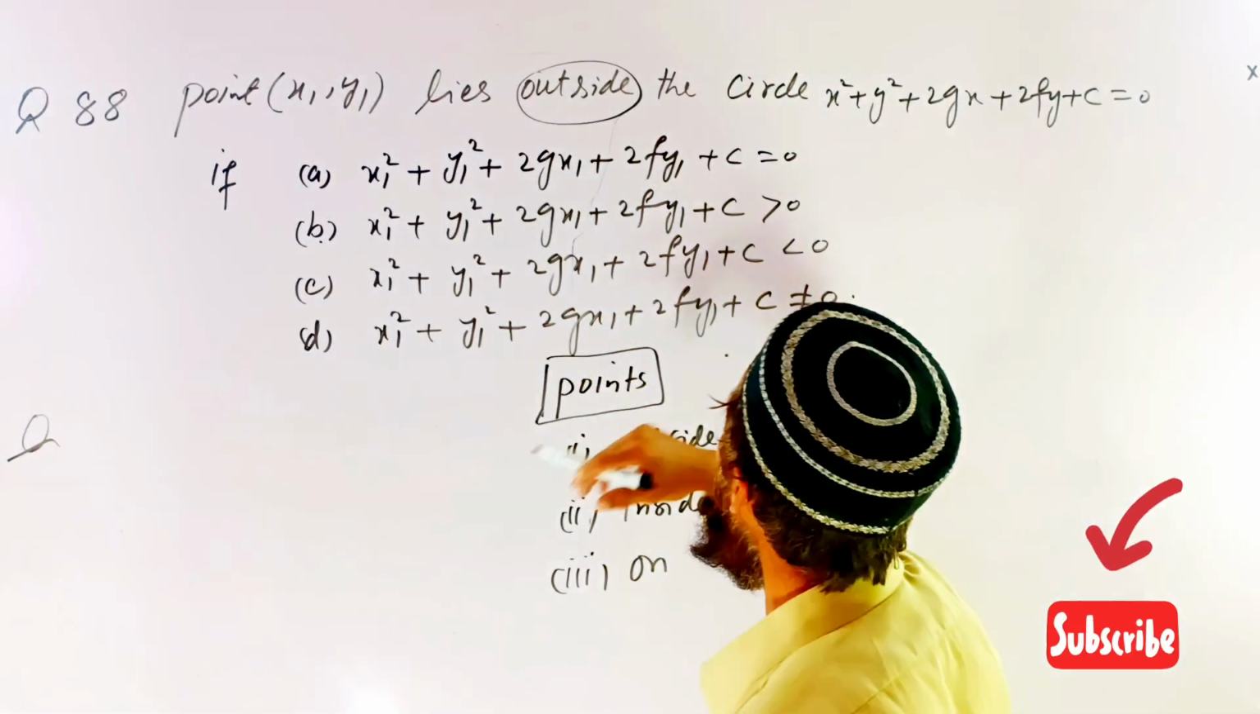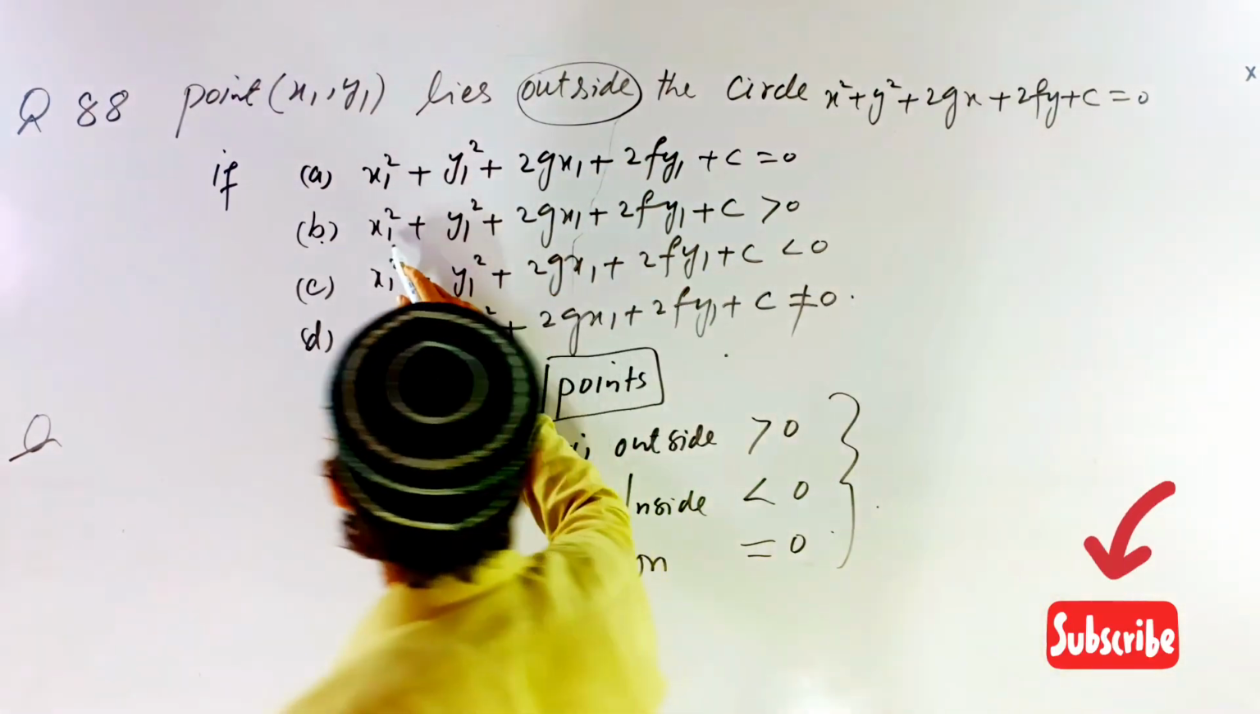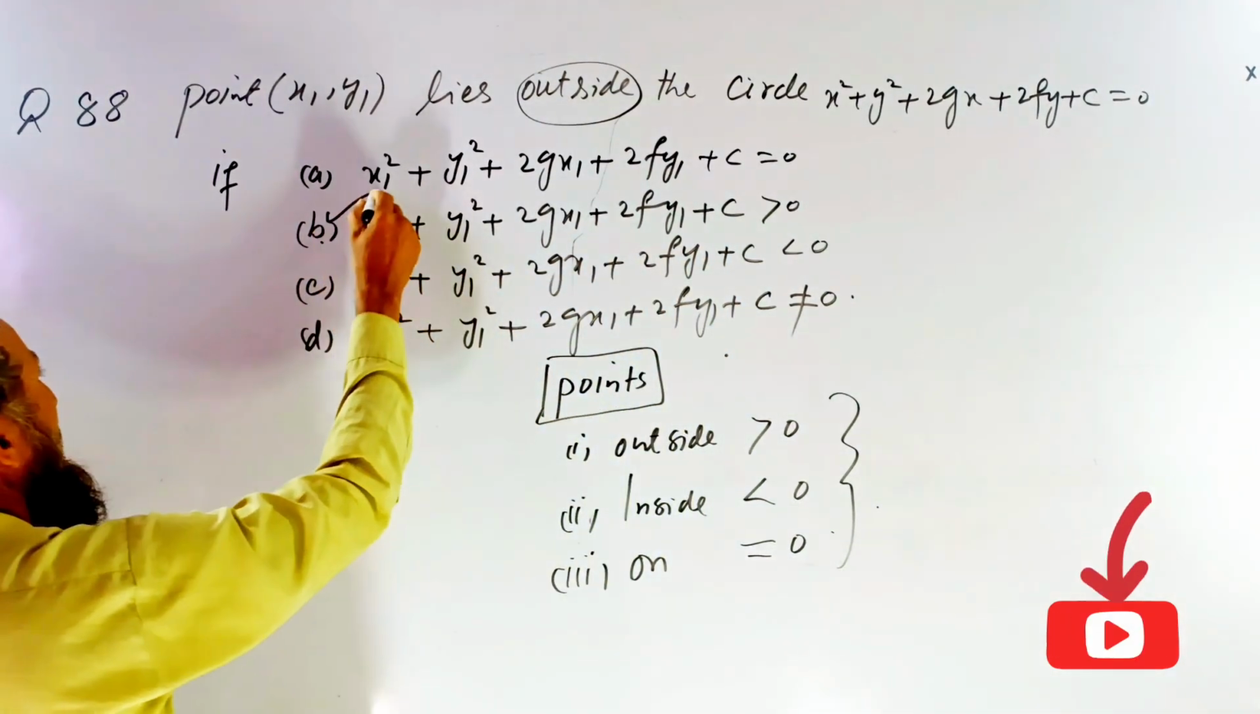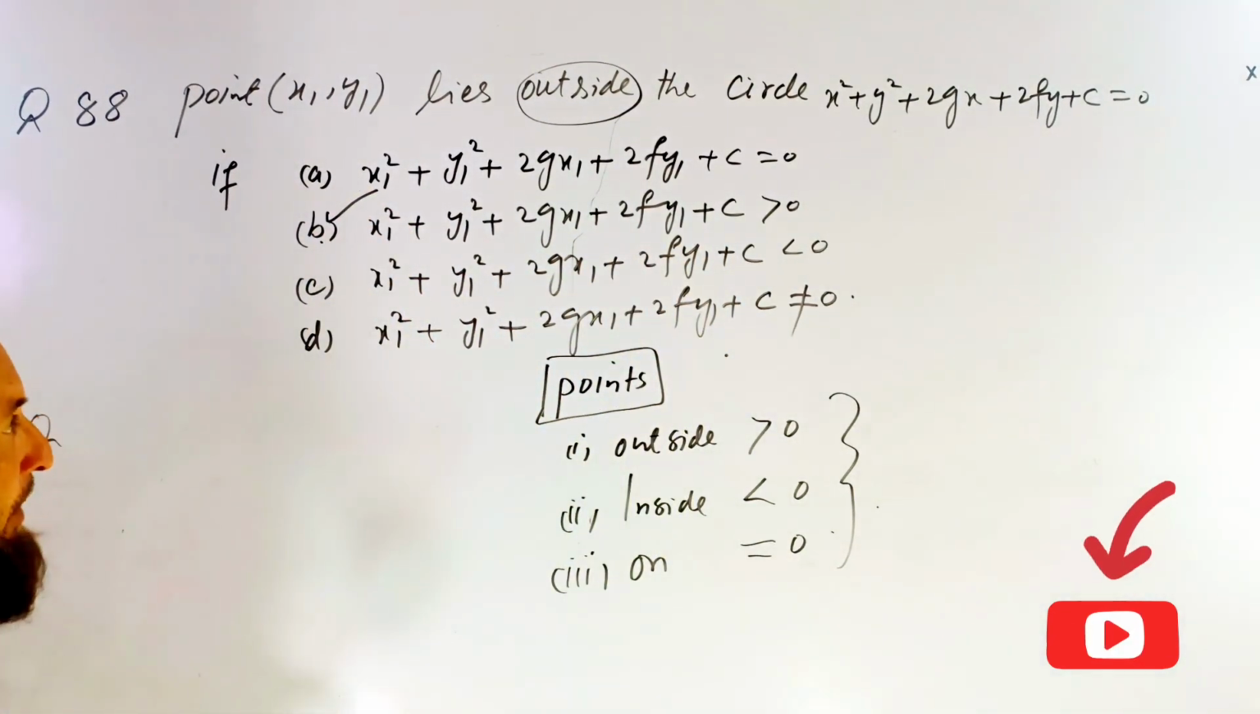Here, outside the circle, if we put x1 square plus y1 square plus 2g x1 plus 2f y1 plus c, so option B is the correct option.